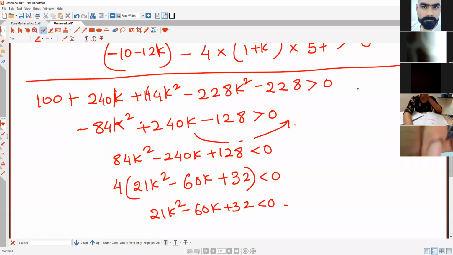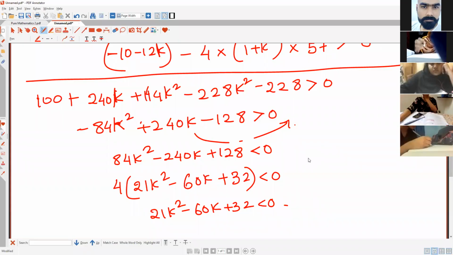Yalla. Okay, so I actually forgot starting the recording. Okay, so this is what we got after opening the bracket. This is what we got after opening the bracket.